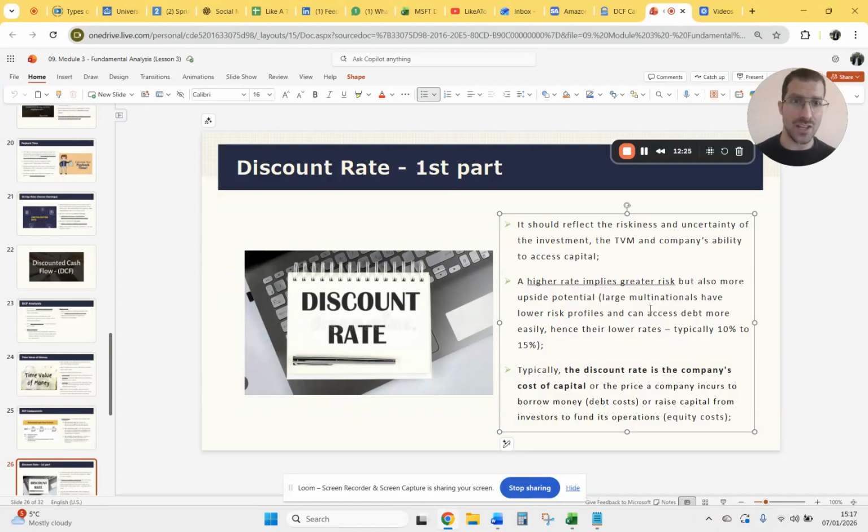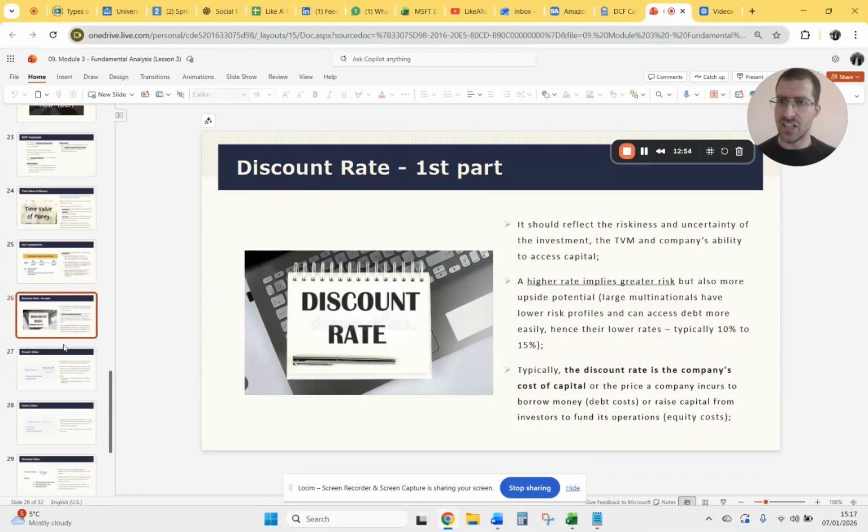So now you understand that. Typically, the discount rate is the company's cost of capital, as we saw, or the price a company incurs to borrow money, that costs, or raise capital from investors to fund its operations. So stick with 15% if you are just getting started, and you can't really go wrong because you are already factoring in a lot of risk, so you will have a margin of safety. And if you stick with high quality companies, that's key, then chances are you will do very well.